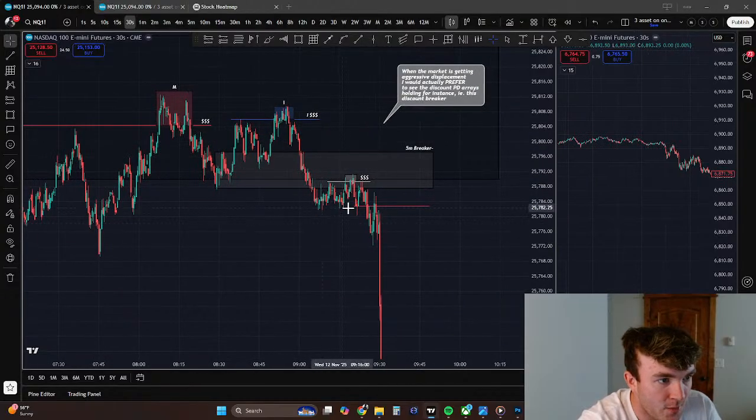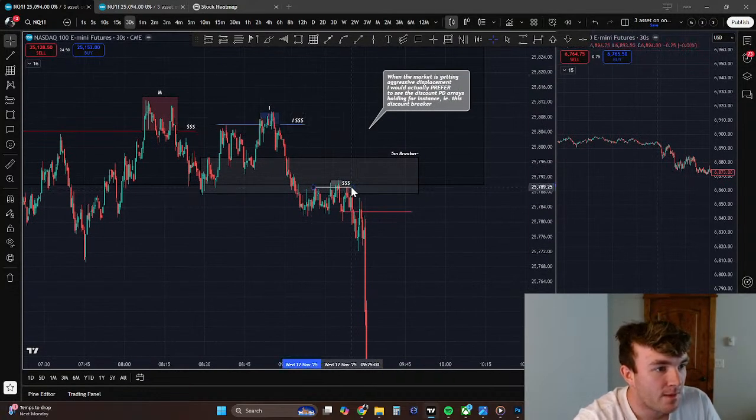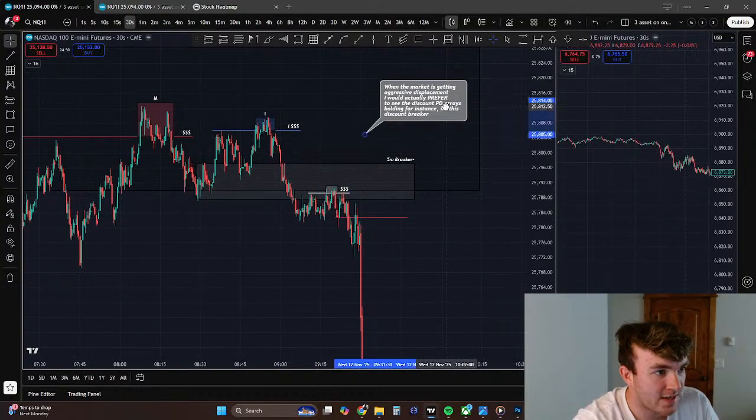So we get 30-second change of state. We actually don't want to see the market come to premium of this breaker because we're getting displacement. That's the whole point.